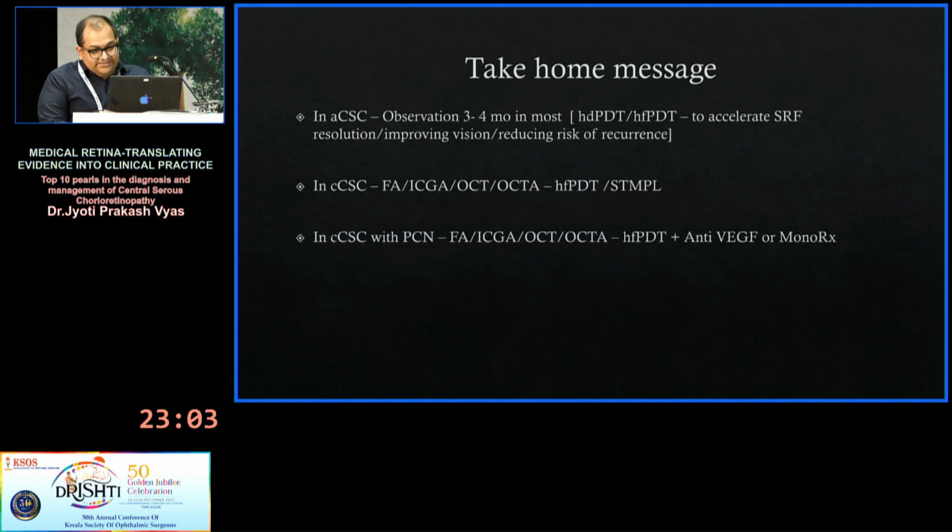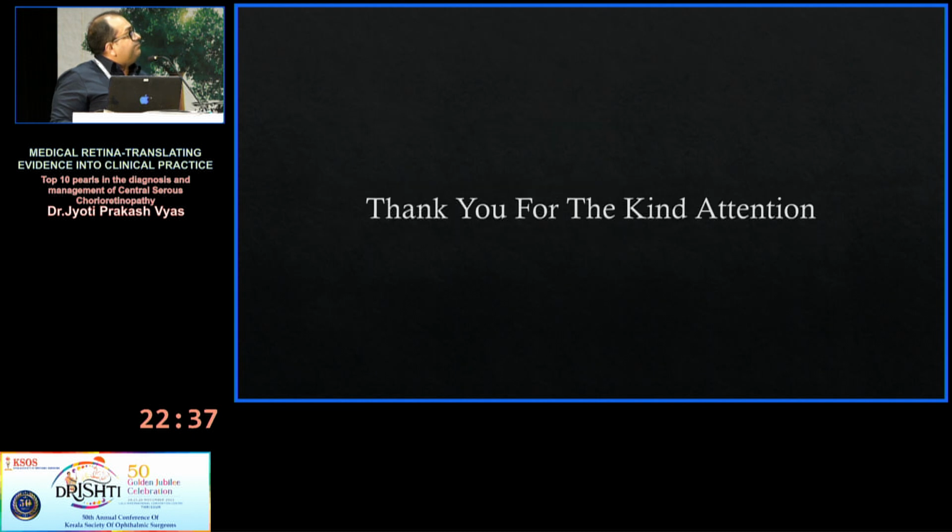So the take-home message for treatment of patients with CSCR is: in acute CSCR, initial observation, followed by re-evaluation after a period of 3 to 4 months. In chronic CSCR, subjecting the patient to angiography, OCT, and OCTA. And in chronic CSCR with PCN, keeping in mind the evidence, half-fluence PDT along with a combination therapy with anti-VEGF or a monotherapy can be considered. Thank you.